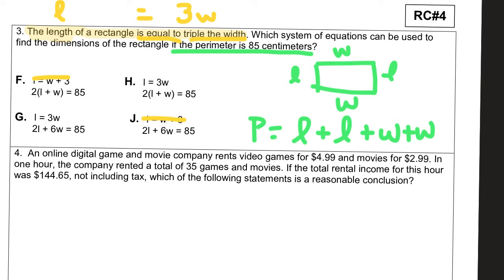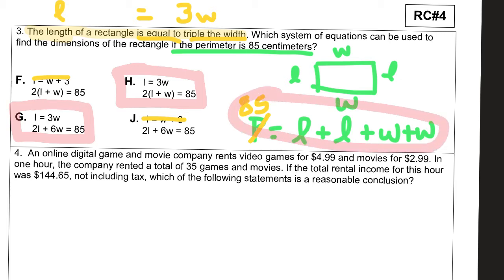So that would be 2 L's and 2 W's equals the perimeter of 85. Now looking at our equations of answer choice H and answer choice G, which one best matches our formula for the perimeter? Well, G is showing 6 W's. And H, if we distribute the 2, would be 2 L's and 2 W's, as in the equation that we just wrote. So H is the final answer.